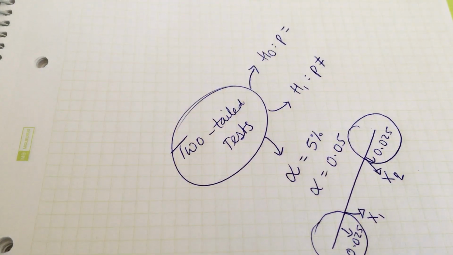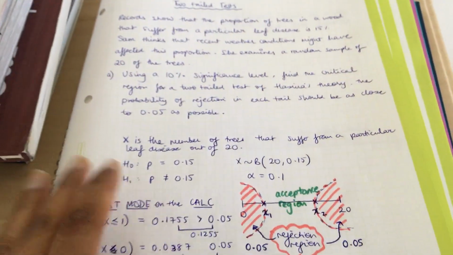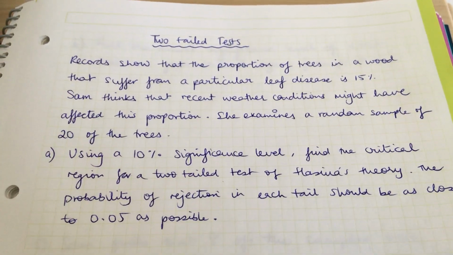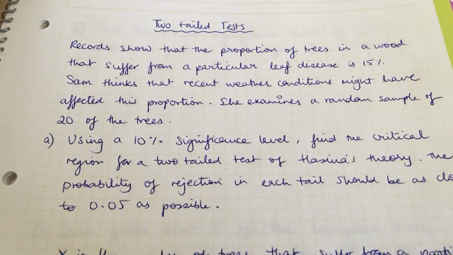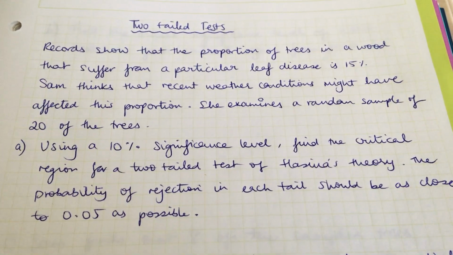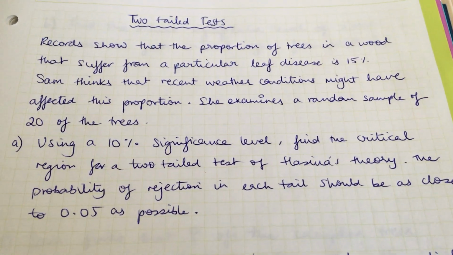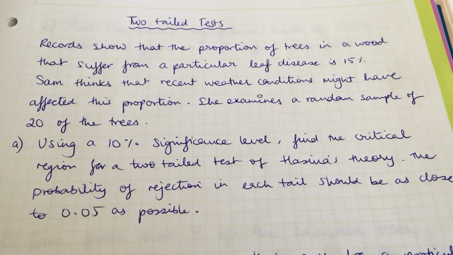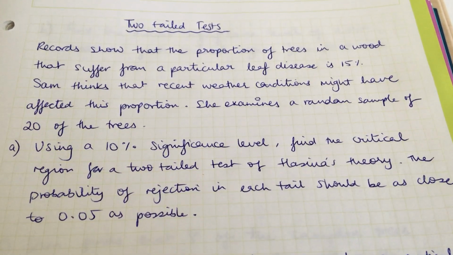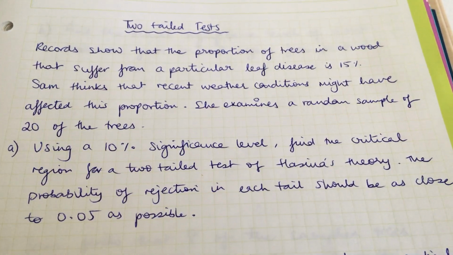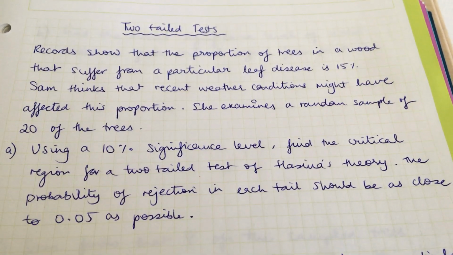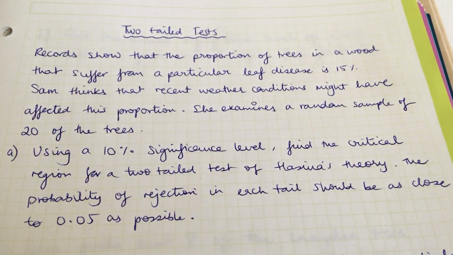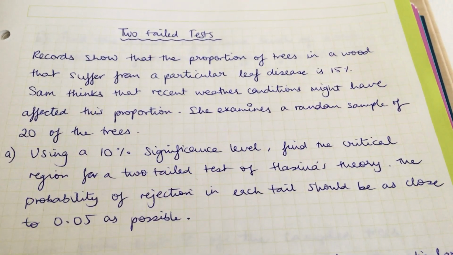Okay, let's have a look at an example question. Records show that the proportion of trees in a wood that suffer from a particular leaf disease is 15%. Sam thinks that recent weather conditions might have affected this proportion. Now, the key word here is affected this proportion. Sam doesn't know whether the recent weather conditions have increased the number of trees that suffer from this particular leaf disease or reduced. But Sam thinks there's a difference in this proportion now.